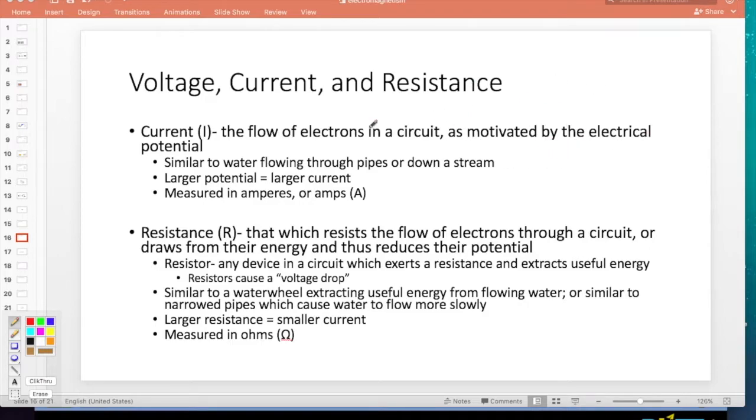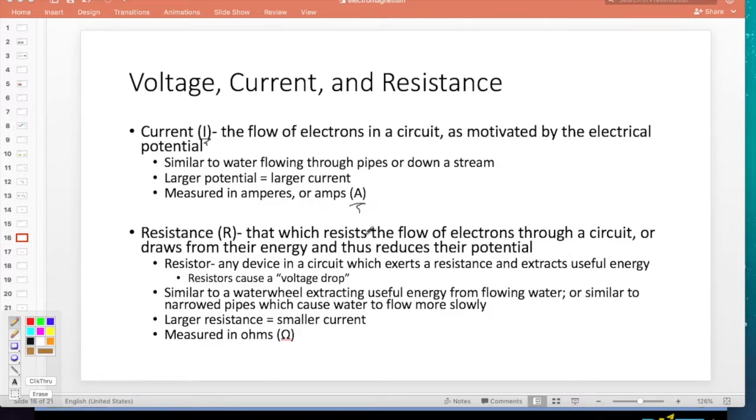And so the current is defined as the flow of electrons in a circuit as long as they are motivated by the electrical potential. So similar to water flowing through pipes or down a stream, the more potential you have, the more pressure, the more potential energy, the more motivation those electrons have to flow, the more they're going to be flowing. The more electrons are going to be flowing. You can almost think about it as if the faster they're going to be flowing. So more potential means more current. And current is measured in amperes. Sometimes we call it amps, and that's given with a capital A.